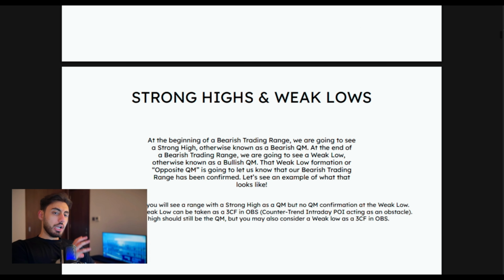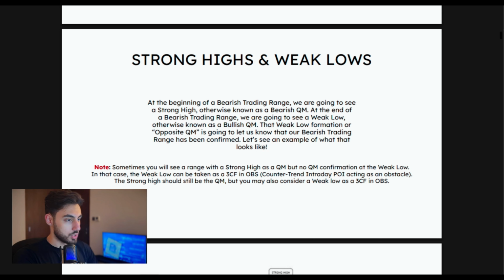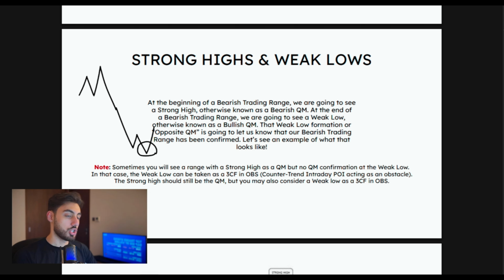Right. So now let's talk about the strong high and weak low. At the beginning of the bearish trading range, we are going to see a strong high, otherwise known as a bearish QM. And at the end of the range, we're going to see a bullish QM, otherwise known as a weak low. So this is a strong high and this is a weak low. This is how the bearish range is going to form. At the top, you're going to see a bearish QM. At the bottom, you're going to see a bullish QM.